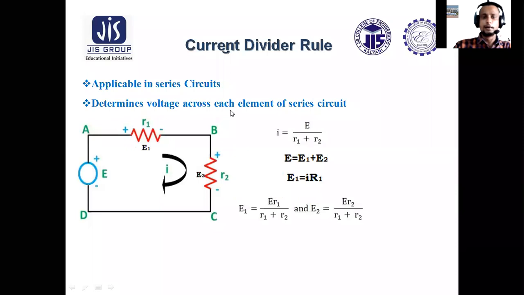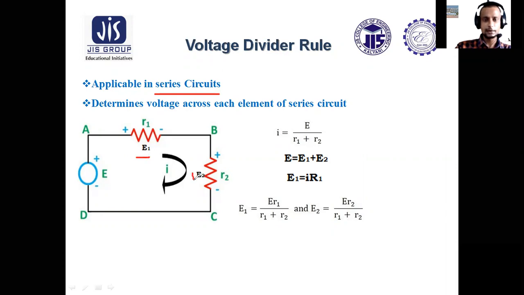Okay. Now the voltage divider rule. The voltage divider rule is applicable in series circuits. As we know, for a parallel circuit, the voltage remains the same. So there is no question of voltage getting divided. So the voltage divider rule will only be applicable in series circuits.